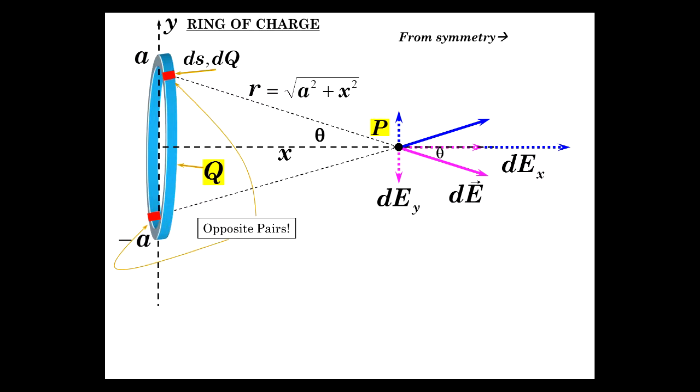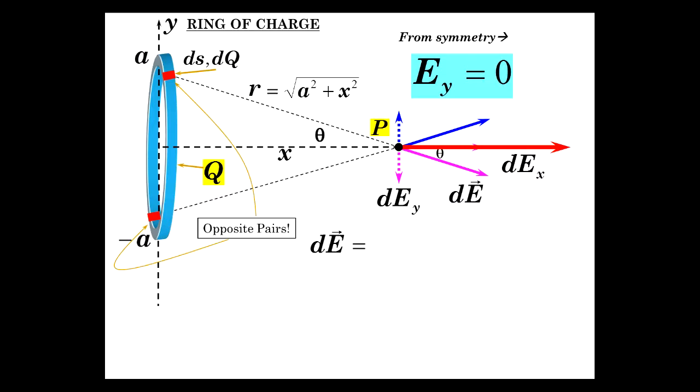And from symmetry we see that every single ds dq, every dq around this thing, has a corresponding pair that is on the opposite side, so that in the y direction the electric field is 0. Because of symmetry. So that's going to make this analysis really easy, way easier than what we did with the finite line of charge, as you'll see momentarily. So we have here then the total electric field from the two differential charge elements that we just considered.